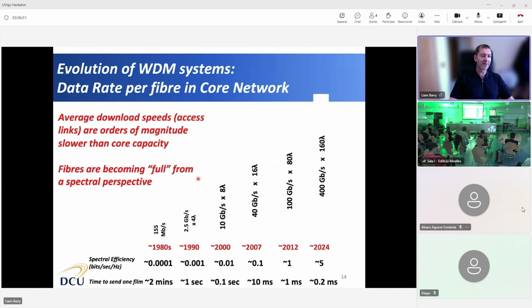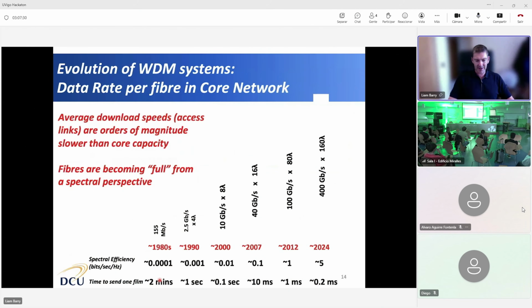But what that also means is that the fibers are basically becoming full from a spectral perspective. We started off in the 1980s using 1 or 2 wavelengths, and we had lots of spare capacity in those optical fibers. As we've gone through the decades, we've gradually filled up the optical fibers, and that's why we've moved to more advanced modulation formats like quadrature amplitude modulation, because we can send more information on each wavelength. One metric we often use is spectral efficiency. That's how efficiently we are using the bandwidth available in the fiber, and you can see that's gradually increased.